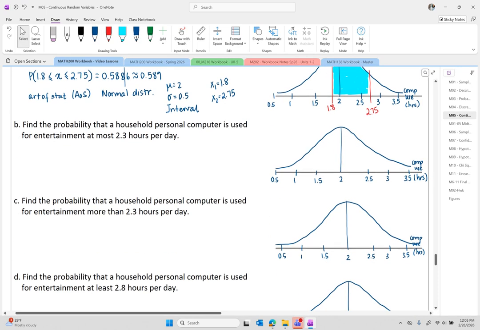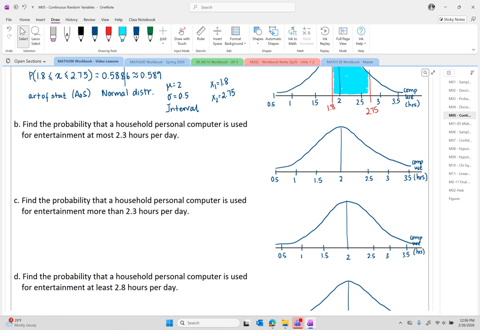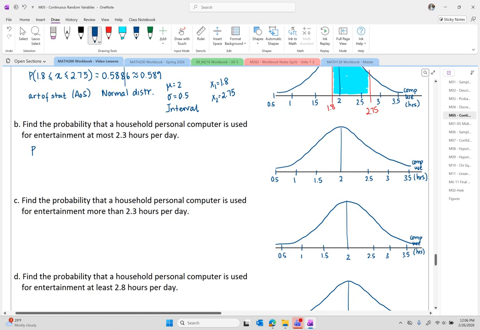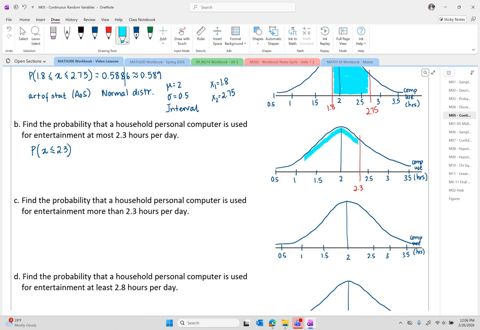So for the next one, it says find the probability that a household personal computer is used for entertainment at most 2.3 hours per day. Now, at most means this much or less. So the expression is x is less than or equal to 2.3 hours. I'm going to find, obviously, Art of Stat will show me the graph, but 2.3 hours is between 2 and 2.5, and less than or equal to is everything to the left of that.